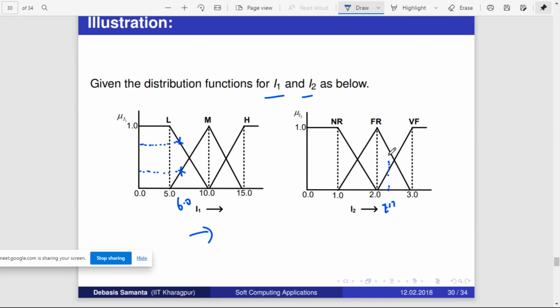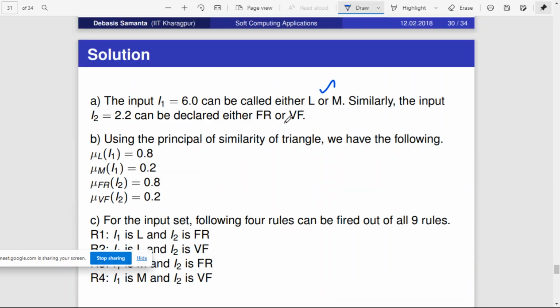How many combinations do we have here? Four combinations: low and far, low and very far, medium and far, or medium and very far. So these are the four possibilities we have: y2, y3, y5 and y6. So the input I1 equal to 6.0 can be called either L or M, as we discussed in the previous slide. Similarly, the input I2 equal to 2.2 can be declared either F or VF.